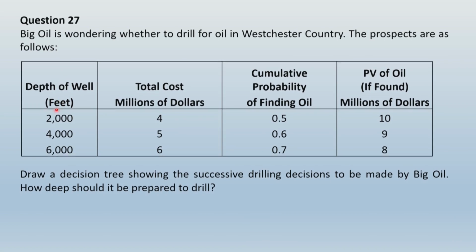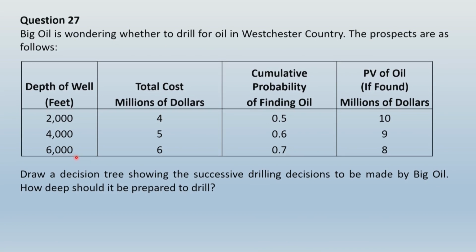Depth of well in terms of feet, they have given 2,000, 4,000, 6,000. Total cost in millions of dollars they have given as 4, 5 and 6. Cumulative probability of finding oil is 0.5, 0.6 and 0.7. And PV of oil, if found, again given in millions of dollars, it is 10, 9 and 8. Draw a decision tree showing the successive drilling decisions to be made by Big Oil. How deep should it be prepared to drill? Whether to 2,000 feet, 4,000 feet or 6,000 feet.